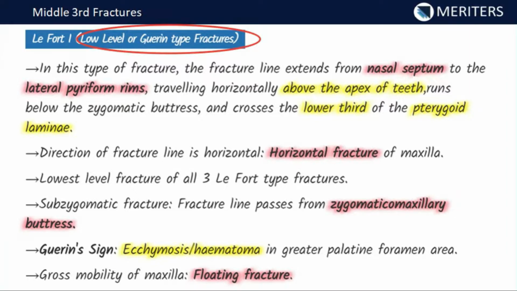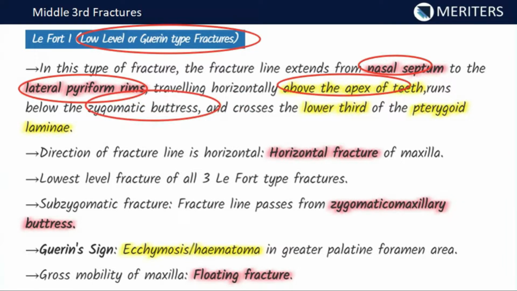It extends from the nasal septum to the lateral pyriform rims, traveling horizontally above the apex of the teeth, then runs just below the zygomatic buttress and then crosses the lower third of the pterygoid laminae. The last part, the lower third of the pterygoid laminae, is a characteristic feature, and it is asked in exams: at which level of the pterygoid laminae does the LeFort I fracture occur? It will, of course, be the lower third.